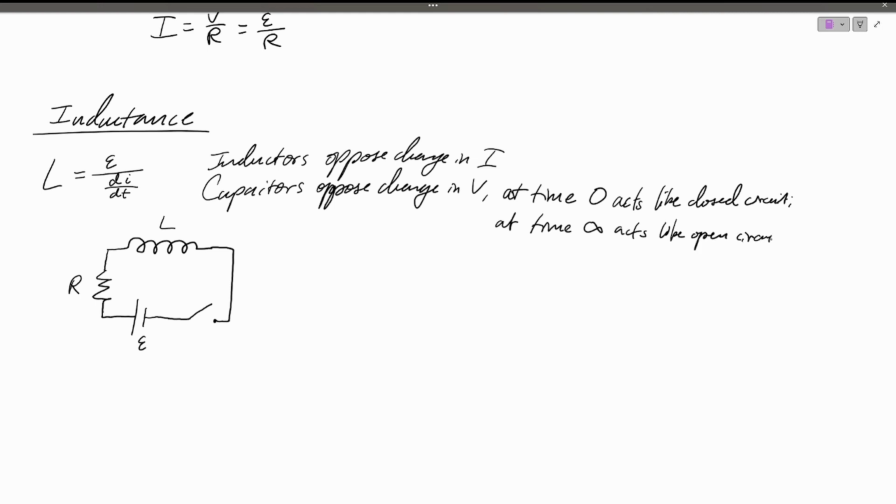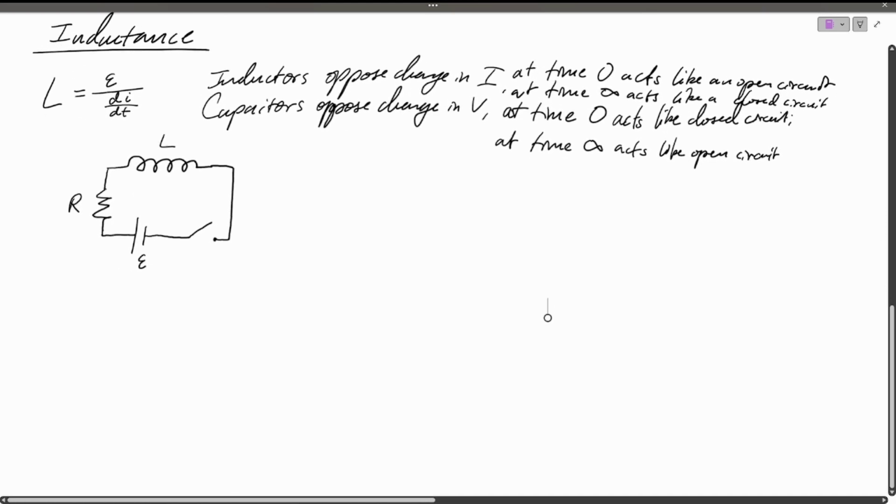The inductor is the opposite. At time 0, it acts like an open circuit. And at time infinity, it acts like a closed circuit. And if you think about the idea of an inductor opposing change in current, that kind of makes sense, because at time infinity, you're not going to have any change in current, so of course it's not going to do anything.